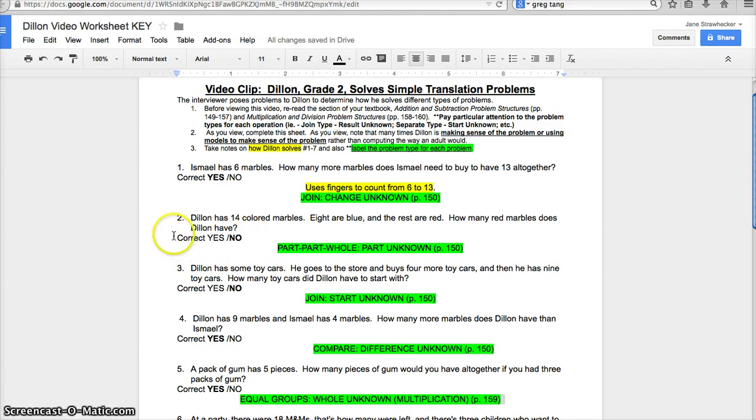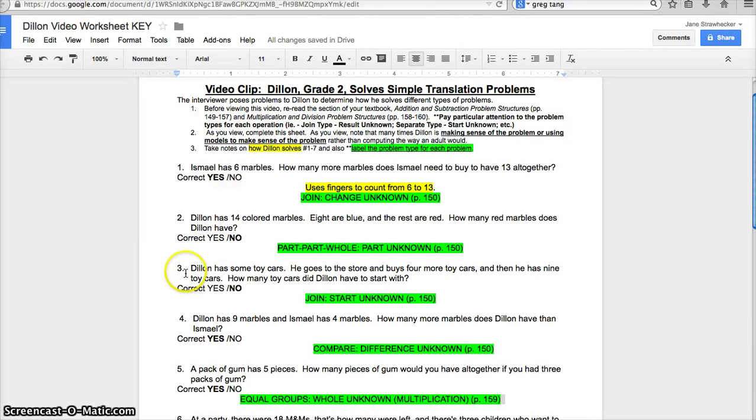The second problem with the colored marbles is a part whole, and one of the parts is unknown. We know the total amount, or the whole. It's presented right in the beginning, 14. What makes this one perhaps more difficult for Dillon is that there's no action. You don't see an action verb like he's been given more, some are taken away, he lost some, etc.